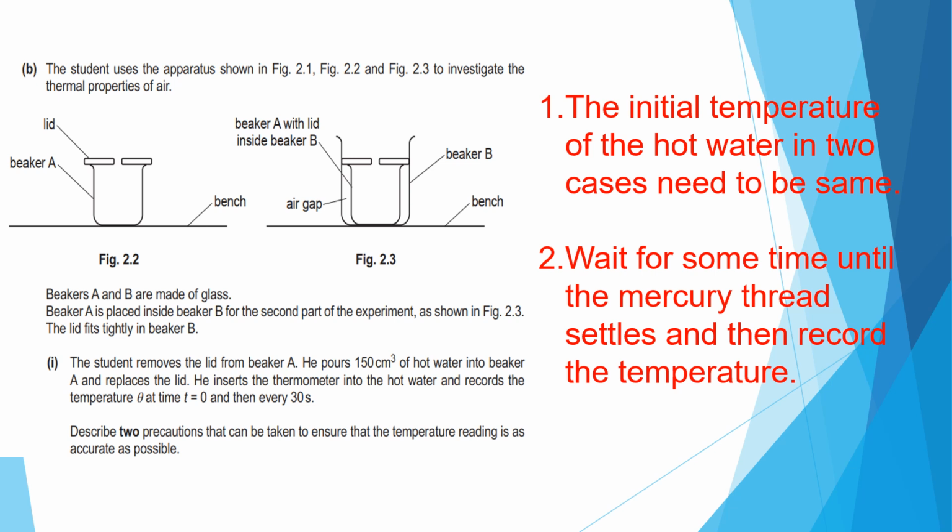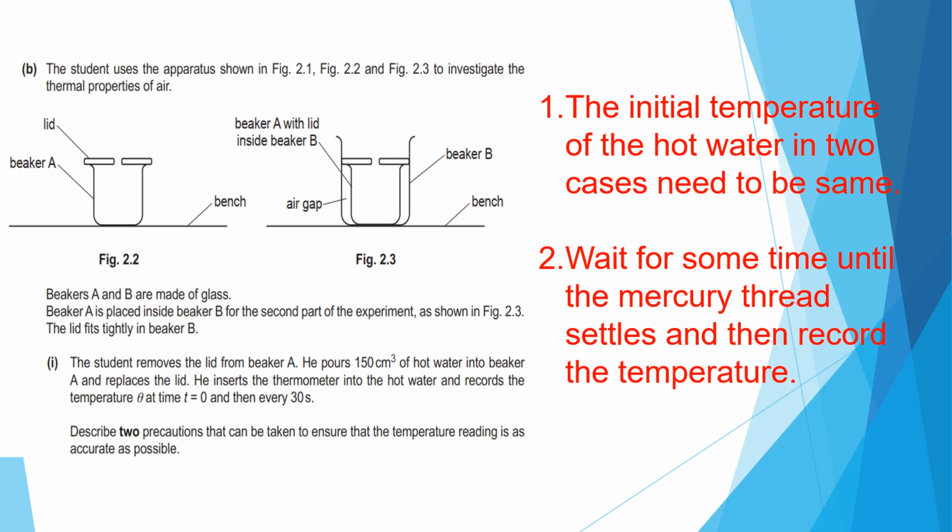Describe two precautions that can be taken to ensure that the temperature reading is as accurate as possible. So in this question, it is clear that we are investigating cooling properties. He pours hot water into the beakers, first case, and at every 30 seconds we have to note down the temperature fall. In beaker A, and beaker A placed in beaker B of somewhat bigger size, there is some air gap. So in figure 2.3 there is a clear air gap, and in figure 2.2 beaker A has no air gap, it is placed alone.